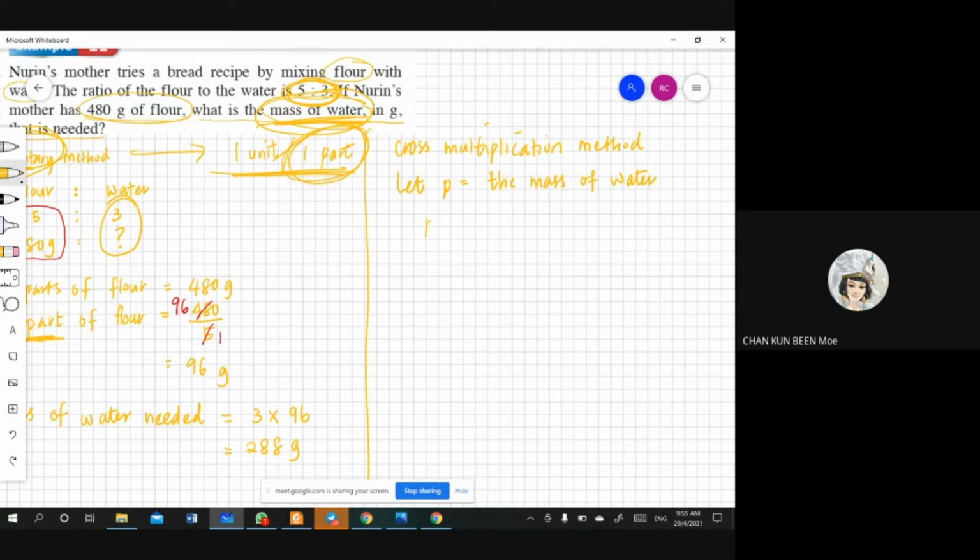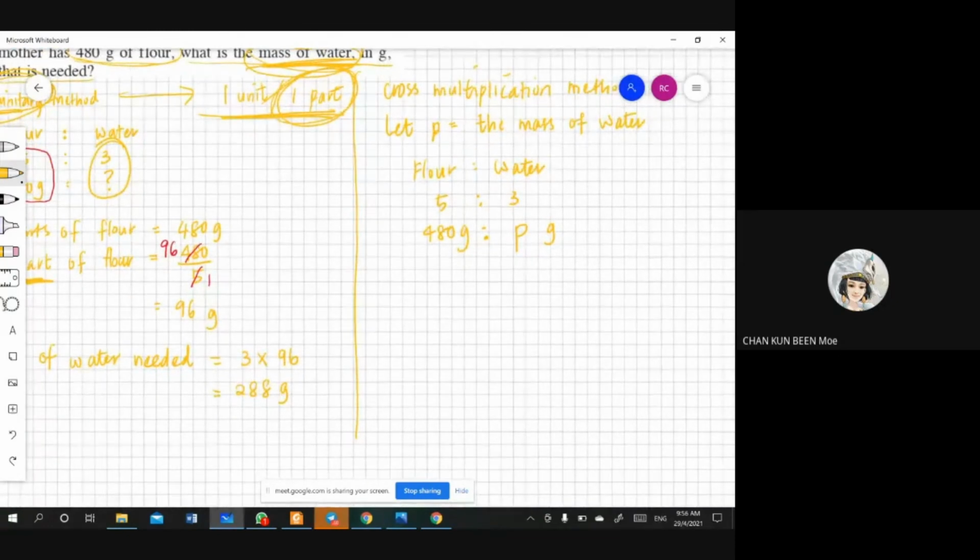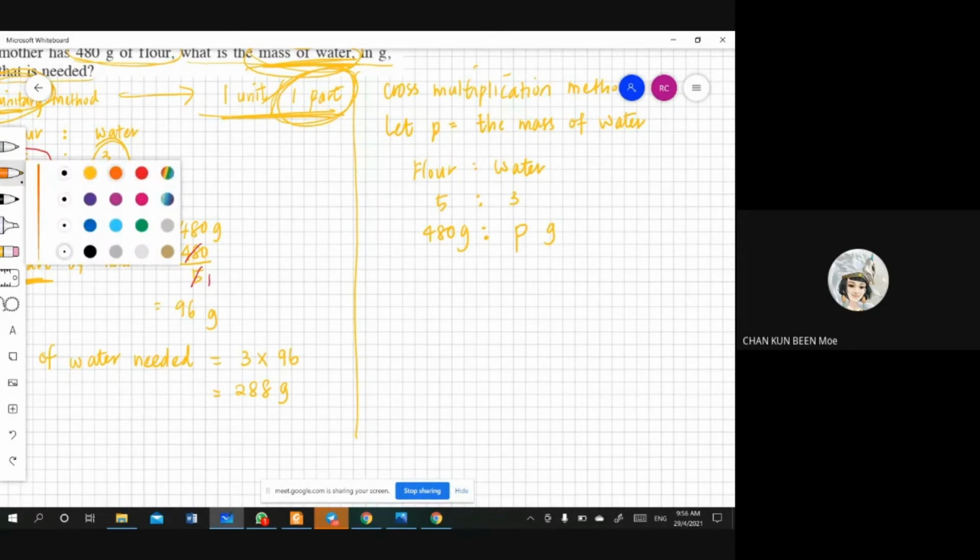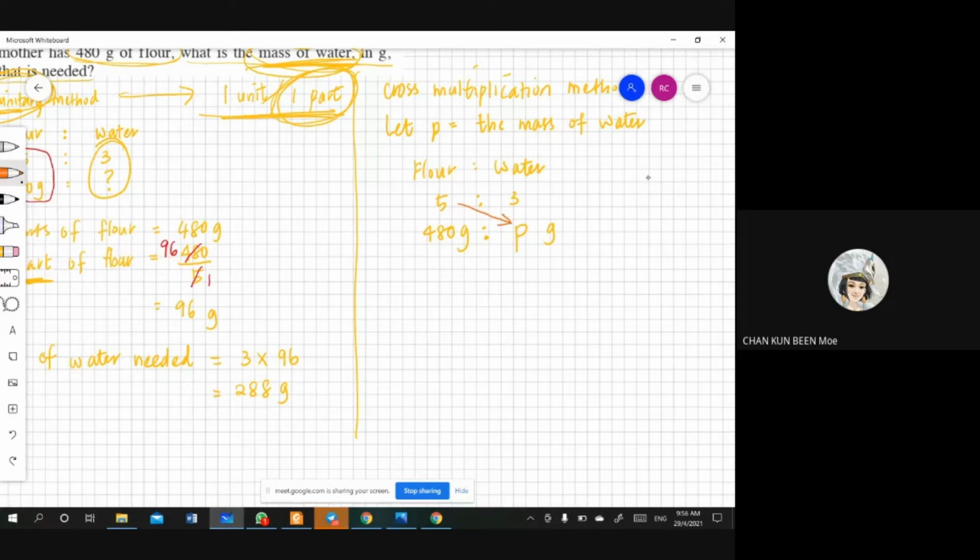Okay, same thing here, the ratio of flour to water. We write down first, it is equal to 5 to 3. You're given 480 grams. Then how much water is needed? So we make an assumption for P already, meaning that this part will be P grams. Now we are going to continue with it, whereby 5 times P is equal to 3 times 480. Let me show it to you. We cross multiply this.